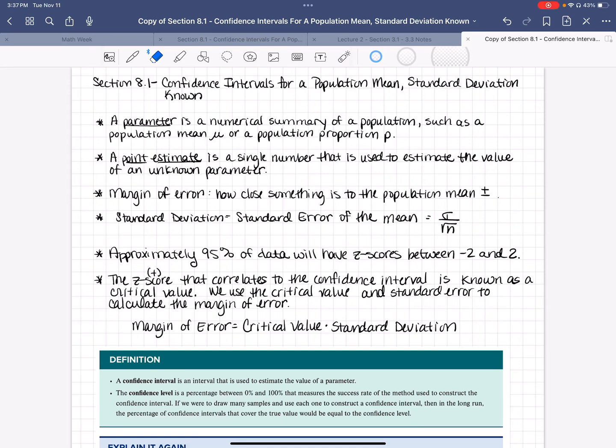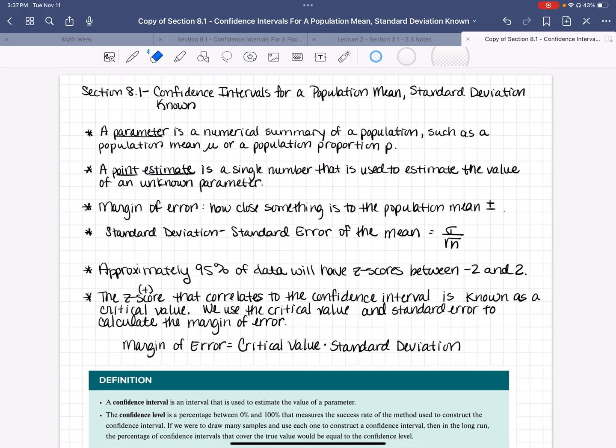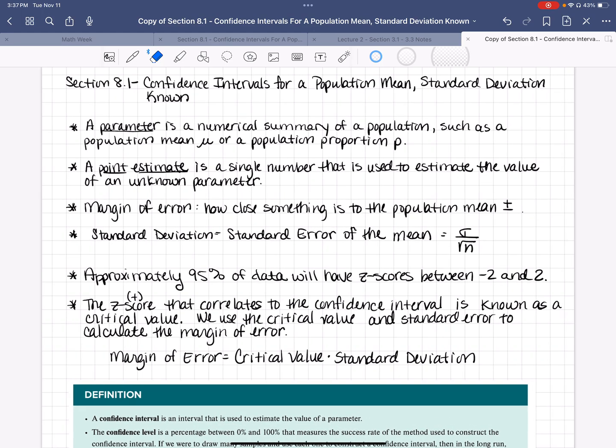Okay, guys, so we are on section 8.1, and it is confidence intervals for a population mean. The first whole page here that we have, and I will, of course, post these in Canvas, is we talk about some definitions.